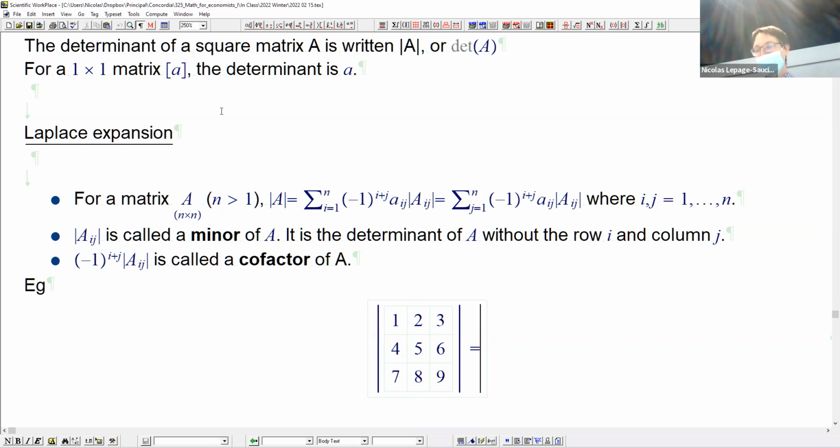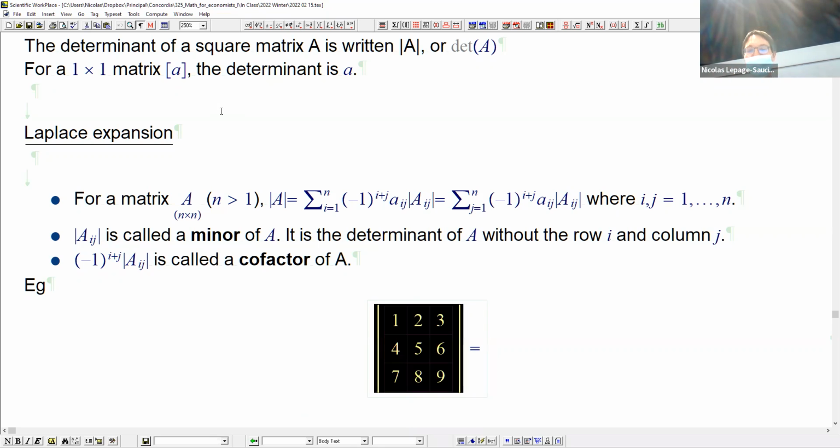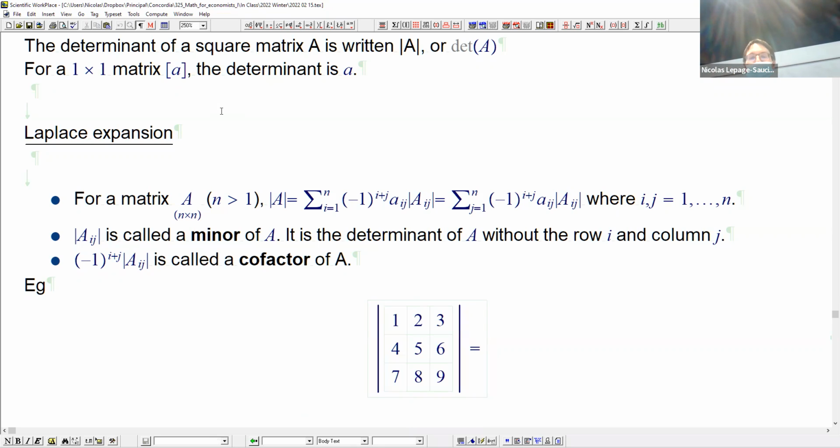Now let's take some bets. Does this matrix have a non-zero determinant or not?